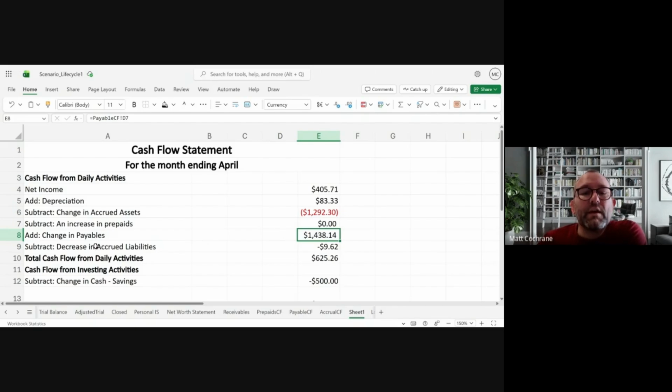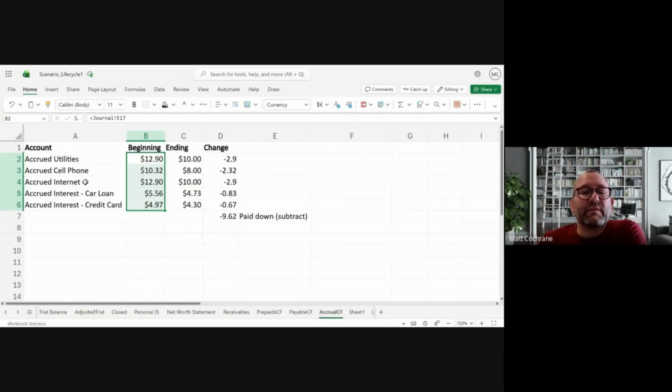All right. From there, we then address our accrued liabilities. All of our accruals, we take the beginning balances, we subtract the beginning balances from the ending balances, and we get a negative number. This means that we've made extra payments because the balances have dropped in all of our accruals. It means that we've made extra payments, we've used cash, and we've used it for $9.62.